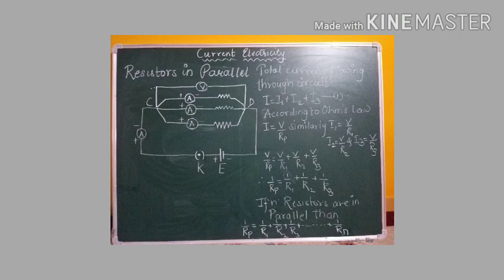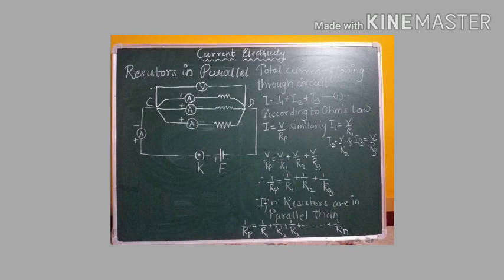Now we can substitute the values of I1, I2 and I3. We get the equation as V upon Rp is equal to V upon R1 plus V upon R2 plus V upon R3. Therefore, we get 1 upon Rp is equal to 1 upon R1 plus 1 upon R2 plus 1 upon R3. As V can be cancelled on both sides, it can be substituted with the value 1.